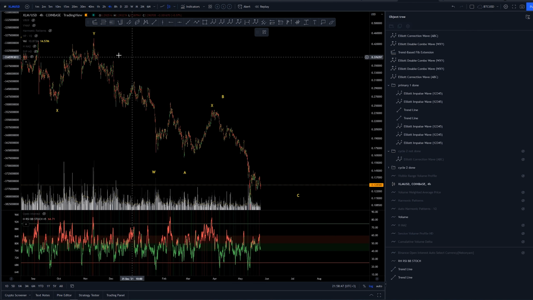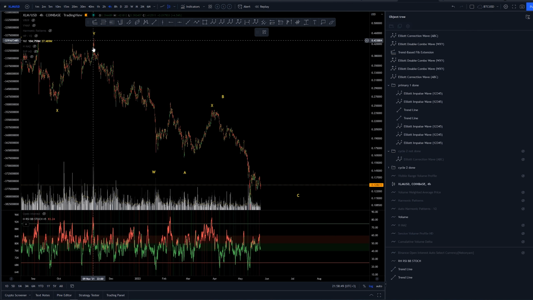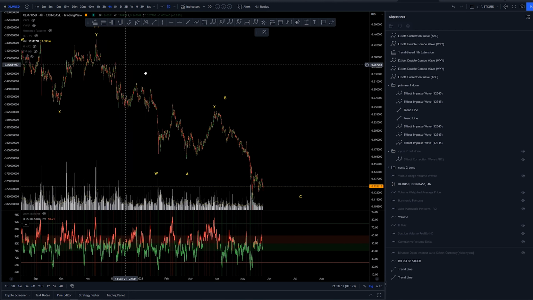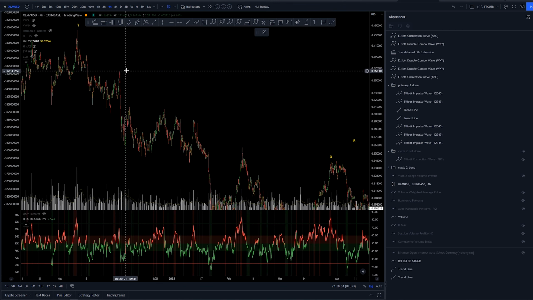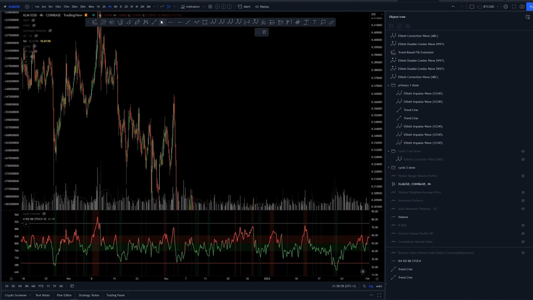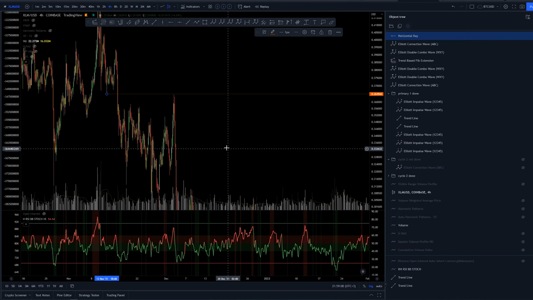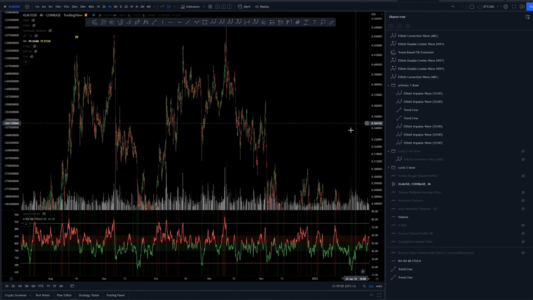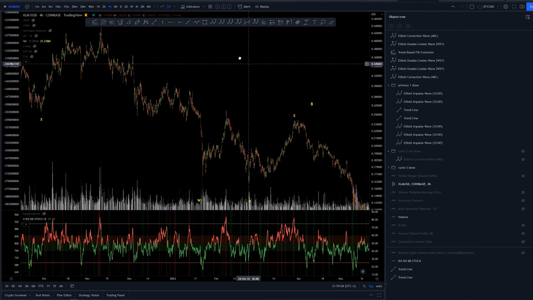For the WXY, I would be looking for 1, 2, 3, 4. Is this overlapping here? Let's see, we're really close. If it is not, and it is not, yeah, okay. So we definitely can have that there.